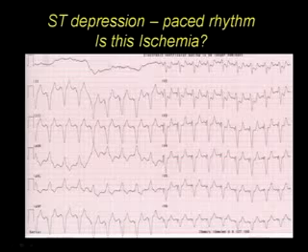This is an example of a patient who had a pacemaker implanted in the past and who came with chest discomfort. So the question is, is this ischemia? What we see in the ECG is a P wave followed by a pacemaker spike followed by QRS. Every time there's a P wave preceding, so it's an AV sequential pacemaker. The QRS axis is leftward, so it's apical pacing.